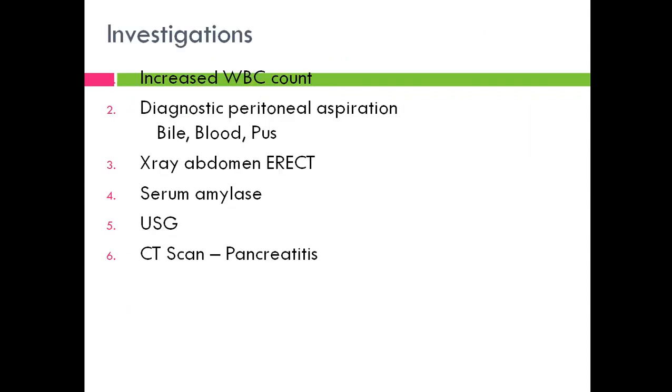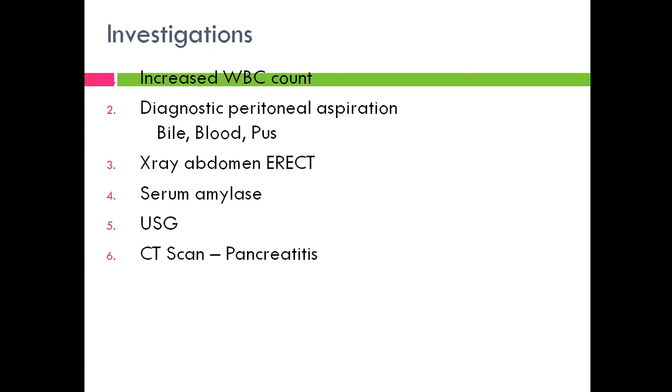Now, how will you investigate? The most important thing is a thorough history taking and clinical examination. Now you get to see what is the total count. Usually it is increased. In severe sepsis, there might be bone marrow suppression and the patient might have a low count. With a diagnostic peritoneal aspiration, you may get to see either blood, pus or bile.